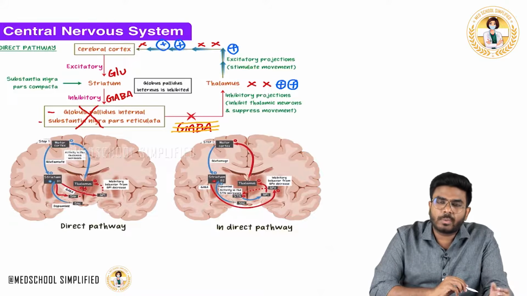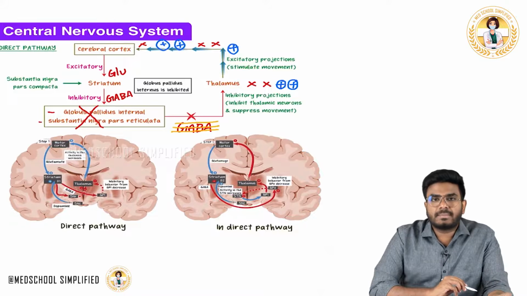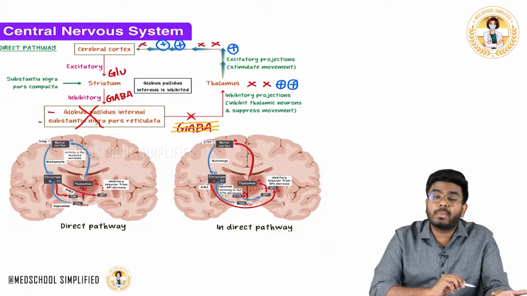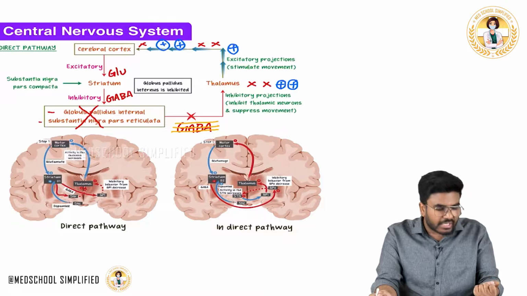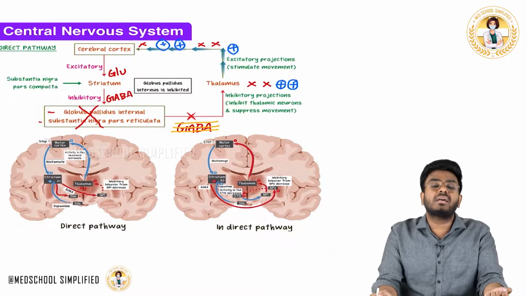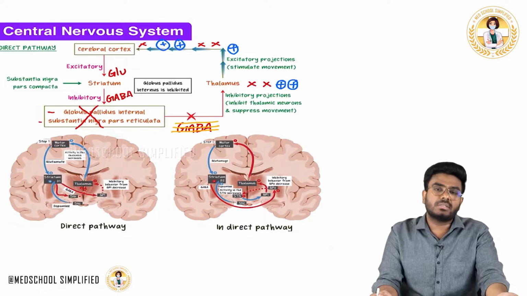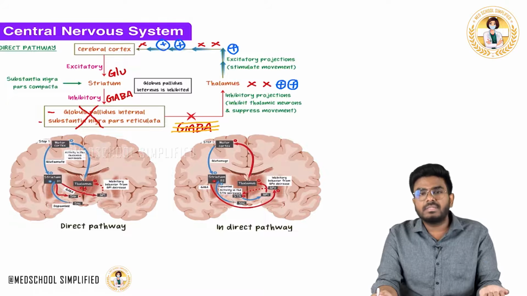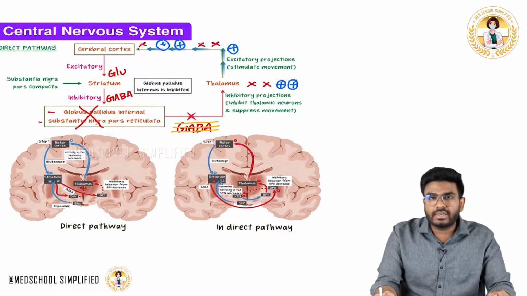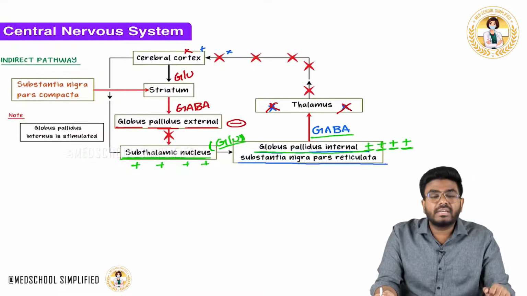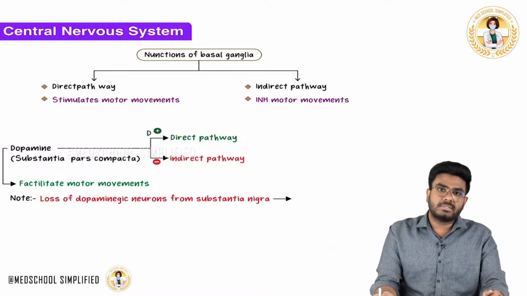So in Parkinsonism, whenever there is damage to the dopaminergic neurons, no dopamine means no movements. So that's why in Parkinsonism, the person will have difficulty to initiate the movements. Whenever he tries to initiate the movements, he is going to have tremors. So in Parkinsonism, what happens? Dopamine levels decrease. The direct pathway is not getting activated. When the direct pathway is not getting activated, it's difficult to initiate the movements.